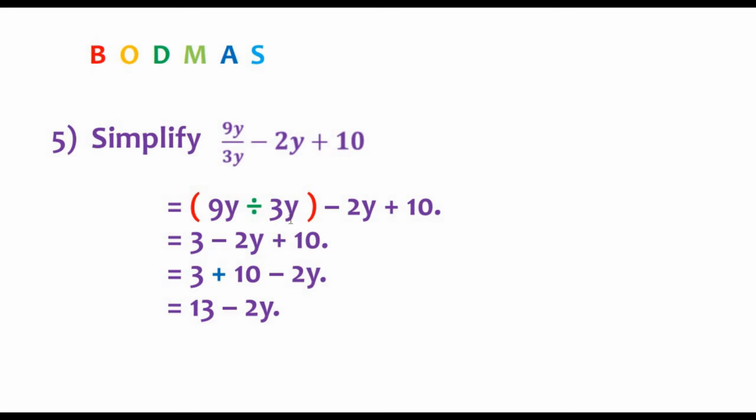So according to algebraic rules, we need to rearrange the elements of the same kind, which means 3 and 10 are numbers, so we are rearranging 3 plus 10 together and minus 2y is as it is. So 3 plus 10, we can add them together and it becomes 13, and we cannot add different elements as you know already, and 13 minus 2y is the final answer.